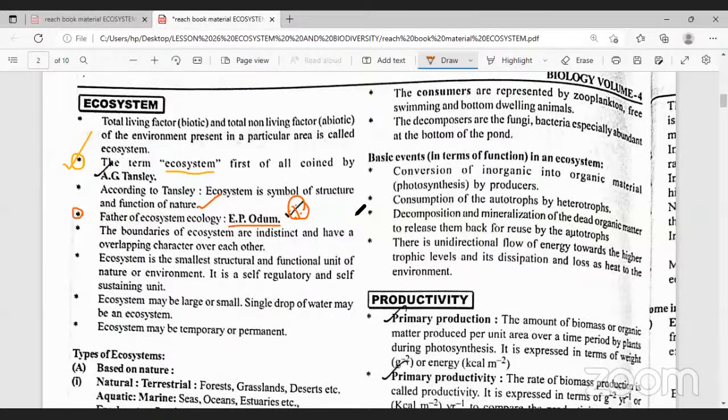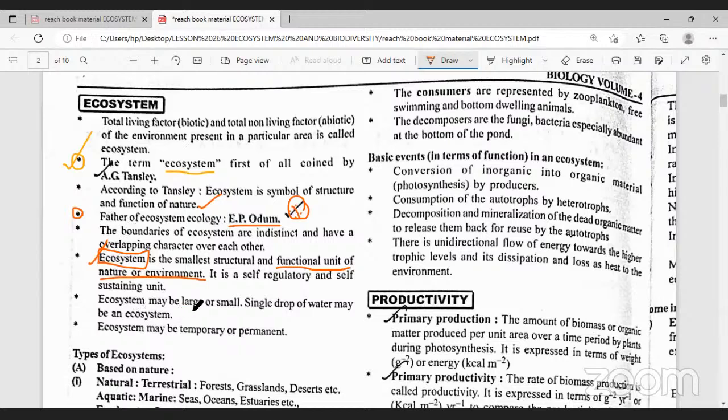The ecosystem is the smallest structural and functional unit of the natural environment. Sometimes they may ask which one is the functional unit of the natural environment. Ecosystem is the smallest unit. Don't forget, smallest structural and functional unit. It is also a self-regulatory and self-sustaining unit. Okay, it's very, very important.